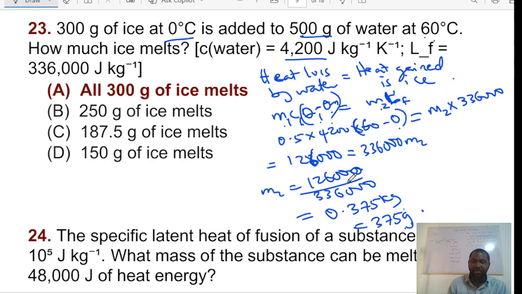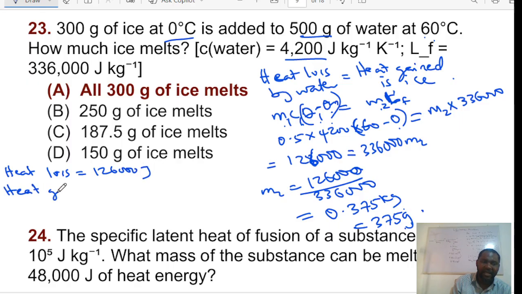Another way you can answer this question, if you don't want to go about it this way, you can substitute the value for m2 here. That means you can calculate the heat lost by water. Heat lost is already 126,000 joules, and you calculate the heat gained by ice. The heat gained by ice is the mass of ice here, 300 grams, which is 0.3, multiplied by 336,000. Let me multiply that.